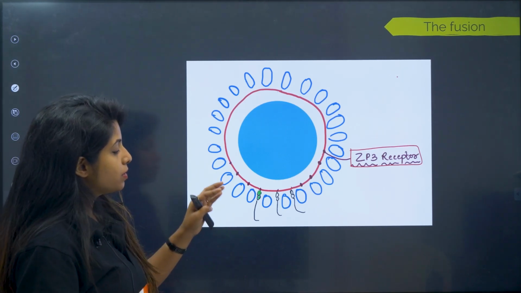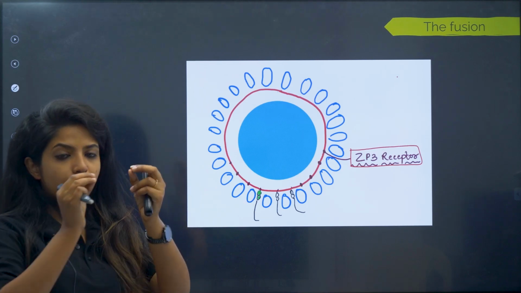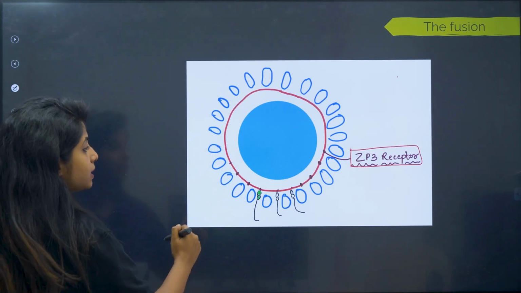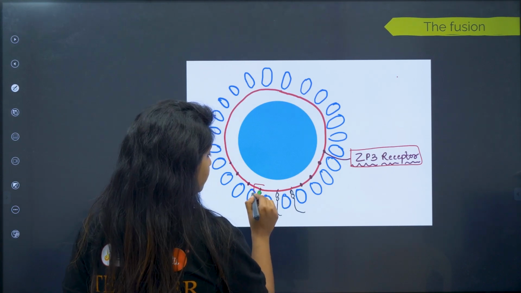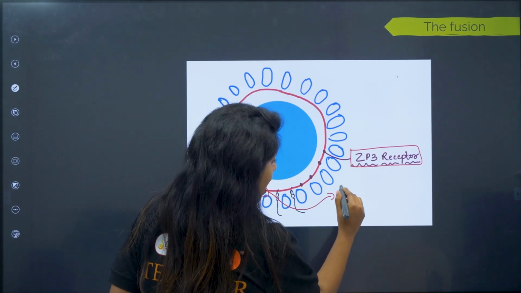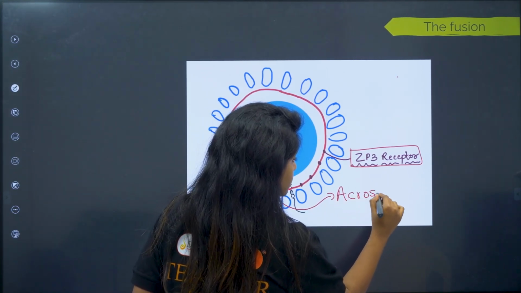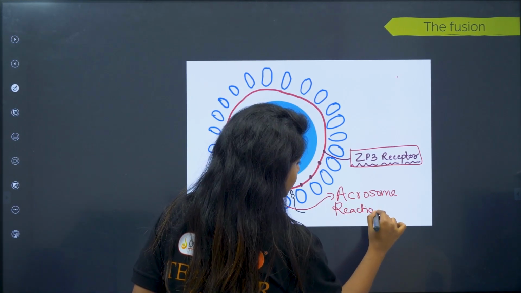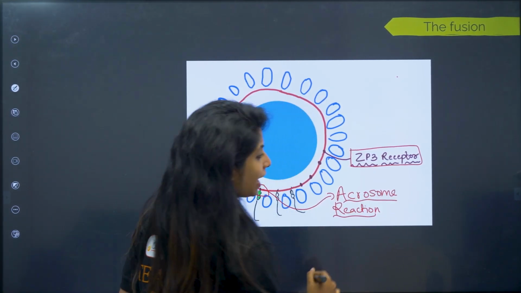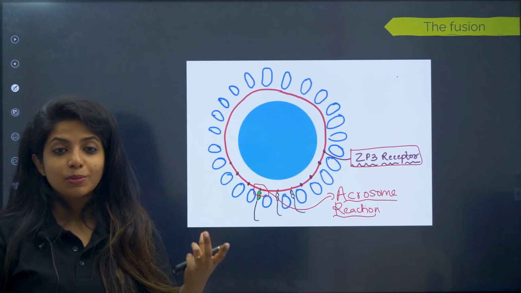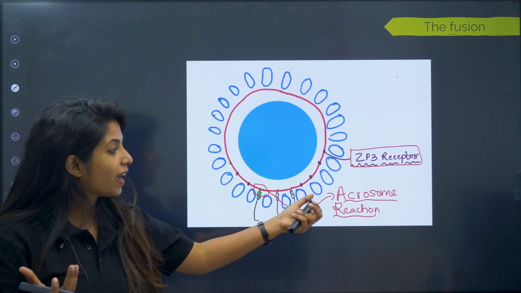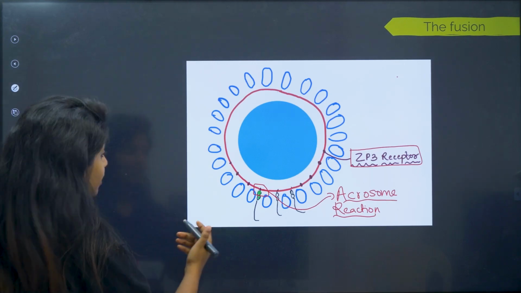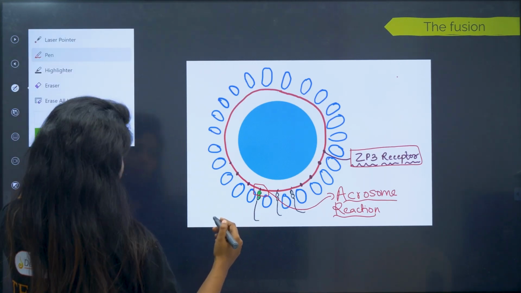Once the ZP3 receptors and the proteins of the sperm bind together, a set of reactions is going to happen, which is known as the acrosome reaction. What do you call this? Acrosome reaction, where basically, children, the acrosome opens up and all the enzymes get released. What did the acrosome have until now? The sperm license, right? Remember?